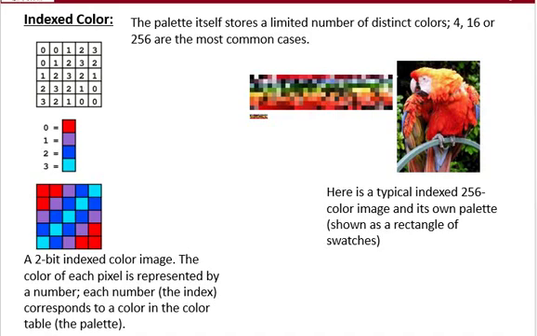Now the index color. The palette itself is stored in a limited number of distinct colors, such as 4, 16 or 256, which are the most common cases. Here we have 0 for black, 1 for magenta, blue for 2 and cyan for 3. These color codes are known as index color.